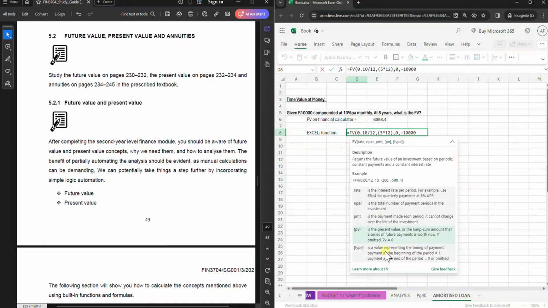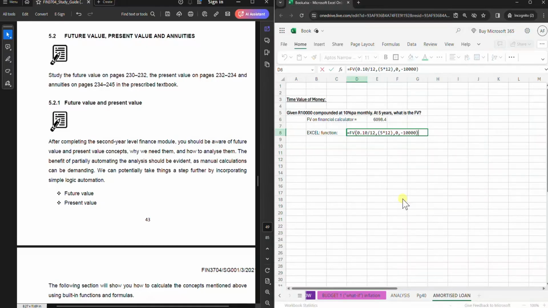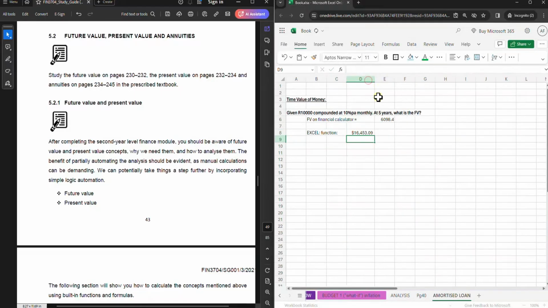Right. You can change the type. If you want it beginning of the period or end of the period, you can put a 1 or a 0 here. Right. They're just showing you the type. You don't need the type. Okay. It won't make a difference here. If I put 1 or 0, it'll still give me the same answer. Okay. That's just for annuities, ordinary annuities or annuities due. Okay. Let's check the answer.